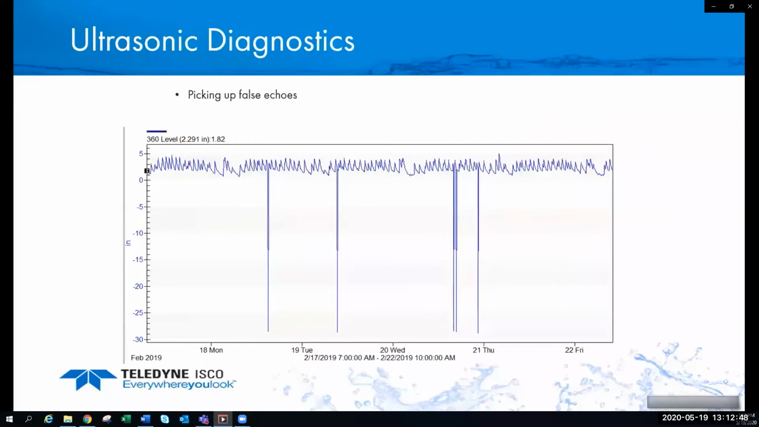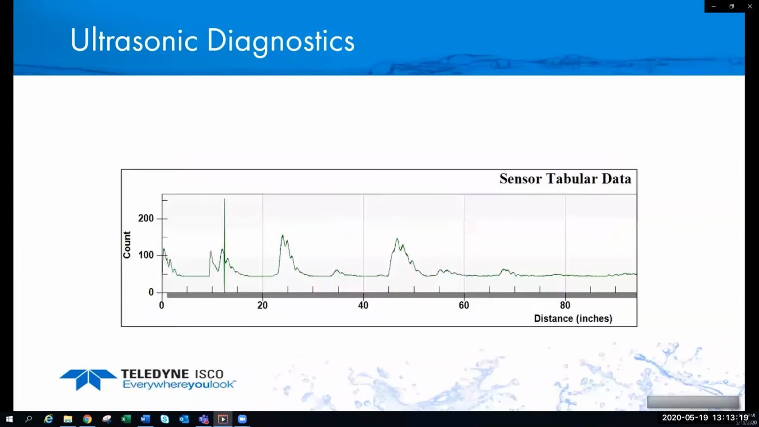Now, what we're looking at here is this graph, where we're picking up some false echoes. So you can see the level is averaging about 3 inches, but then occasionally it's dropping down to minus 30 inches. And we can correct this by using an option to set the blanking distance. So we can set the minimum and maximum blanking so that it only looks for level between, in this case, 0 inches and 10 inches, and ignores the negative readings.